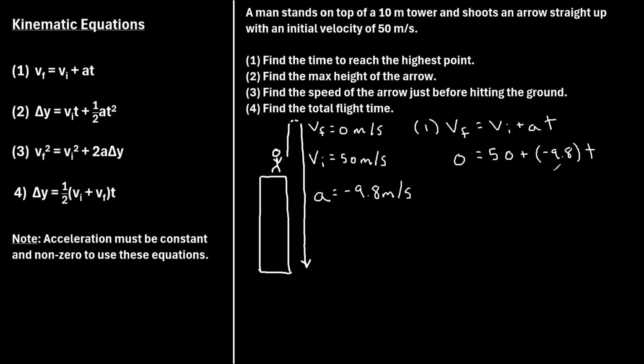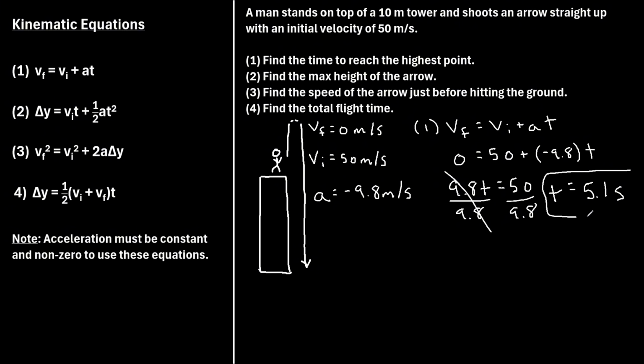So to solve for time, we'll just move the time to the left-hand side, so we'll say 9.8t is equal to 50, and to solve for time, we can divide both sides by 9.8, and we find that these cancel out. We're left with t is equal to 50 divided by 9.8, that's about 5.1. So 5.1 seconds is how long it will take for this arrow to reach this highest point right here. So let's go ahead and write that down right here, and I'll clear a little bit of space.